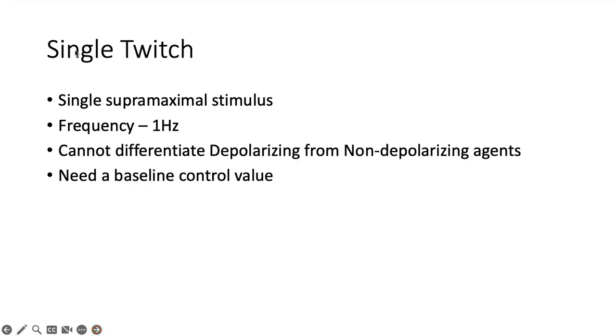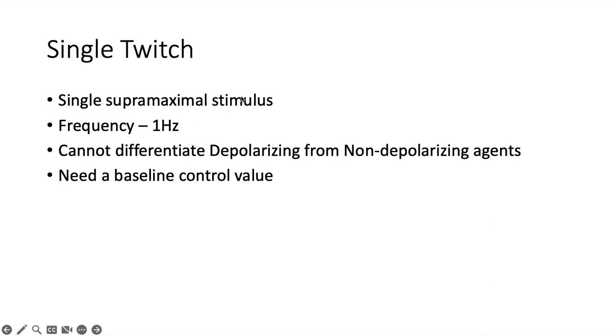So single twitch, it doesn't have a lot of uses. So that's why people don't use it generally. It's only applicable at the time of induction. You can't use it at any other time. So why would we use single twitch? Single twitch is used to assess adequacy of muscle relaxation at the time of intubation. So you're mainly using it as a baseline. You can't use it to assess depth of muscle relaxation intra-op. You can't use it to assess for recovery.